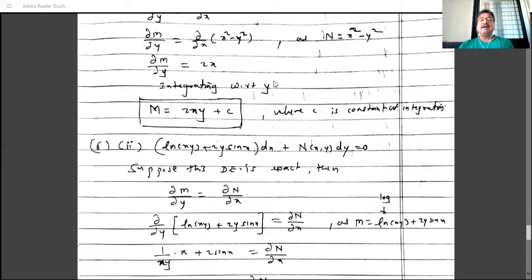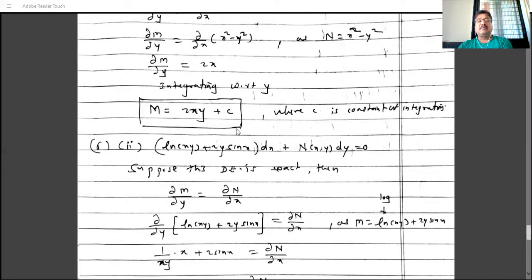So the integration of 100 is 100x. What is the integration of 100? 100 is constant, so its integration is 100 into x if the integration is with respect to x. If the integration of 100 with respect to y is 100y, integration of 100 with respect to z is 100z. So what is the integration of a constant? Integration of a constant is constant into variable. Now y is the variable, so 2x is constant, and its integration is 2x into y plus c, where c is the constant of integration.